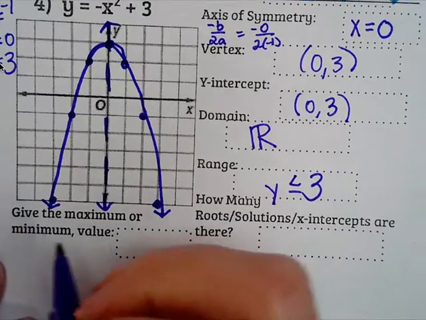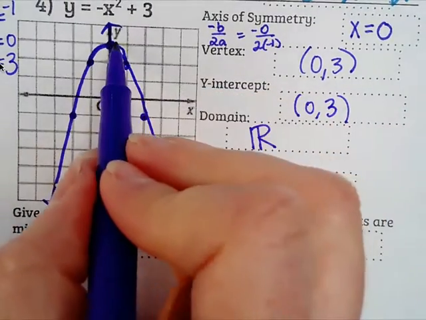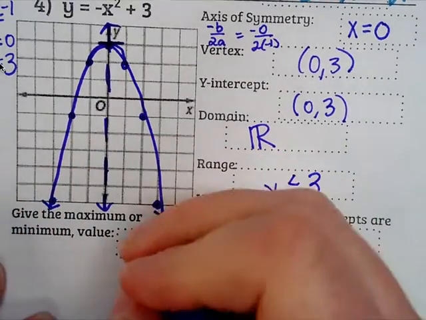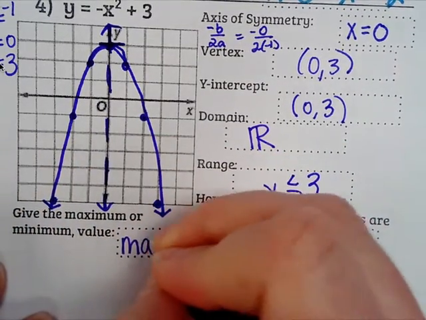And then our max or min, our highest point, so you're always looking at the height, is 3. And so it's a max equals 3.